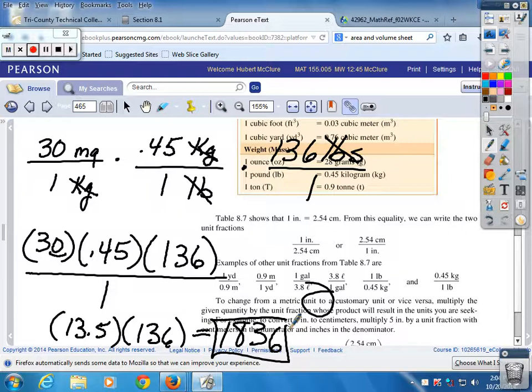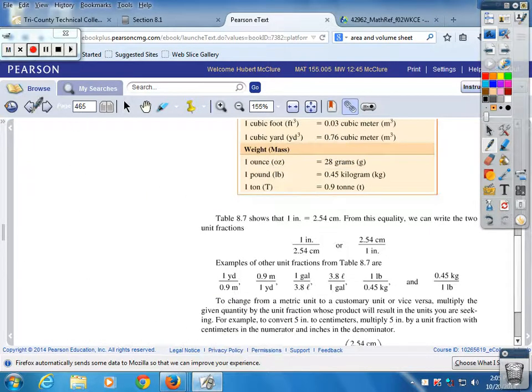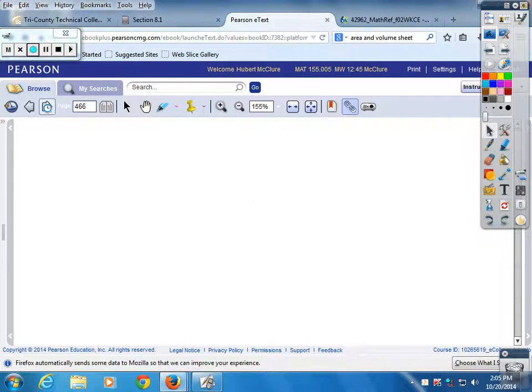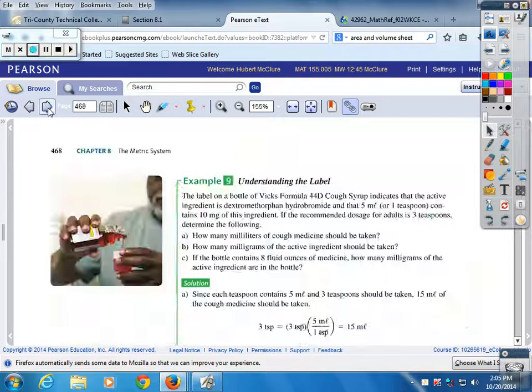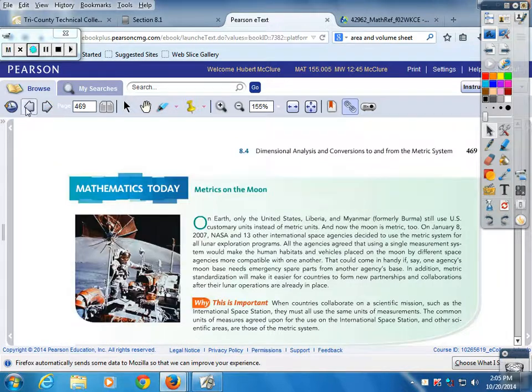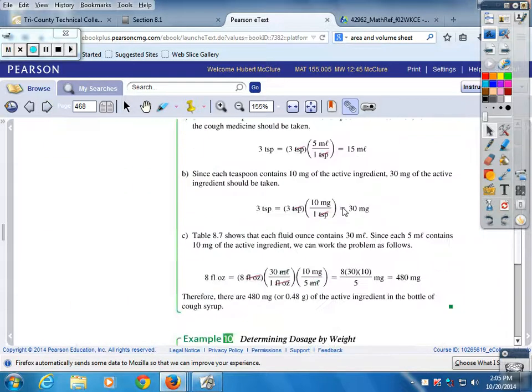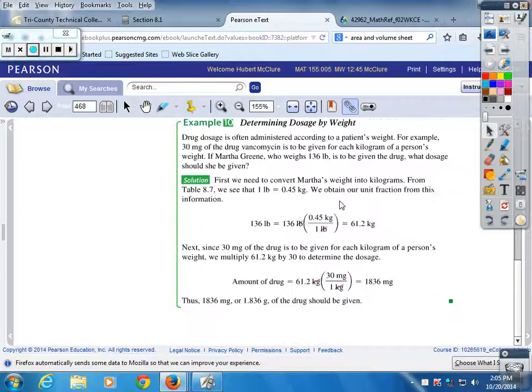That's what happens when you try to do it in your head. So 1836. Let's see what they got. Now we might have rounded, but I don't care. If you do it on your calculator, you'll be all right. Because that's what most of y'all are going to do. 1836. Let's see what they got. Where is my problem? There it is. 1836. It's a miracle. All right.